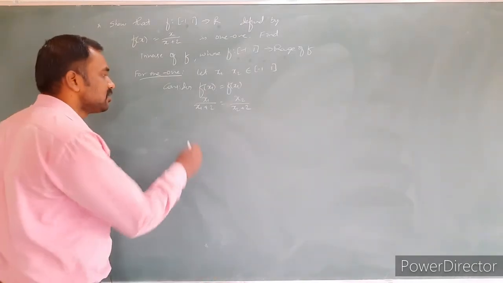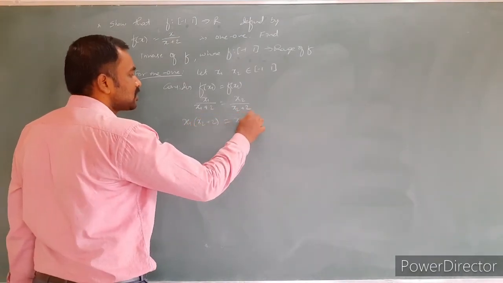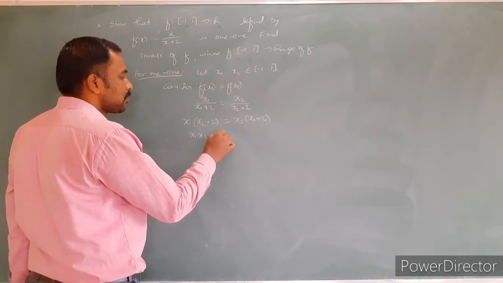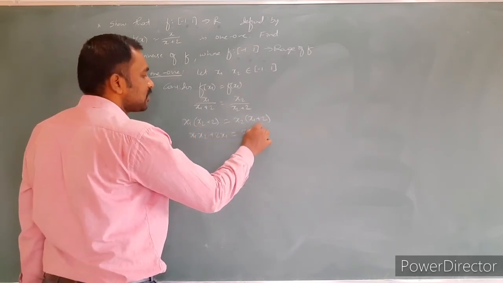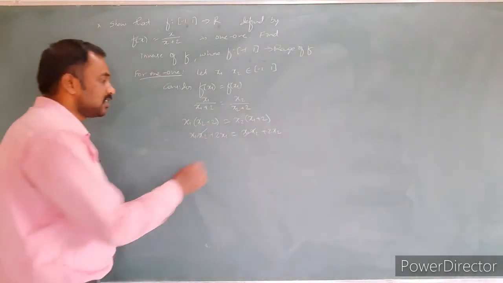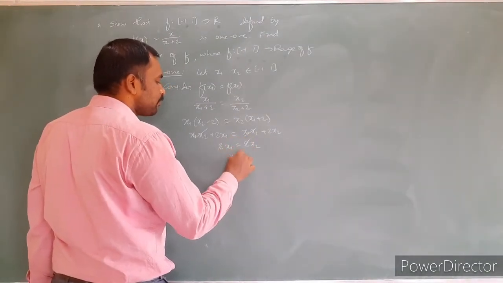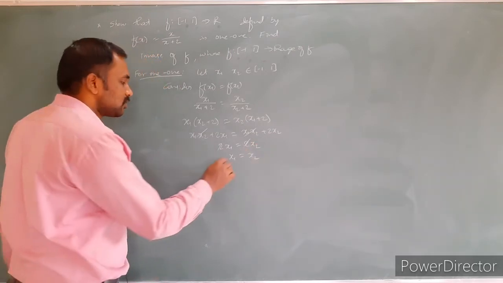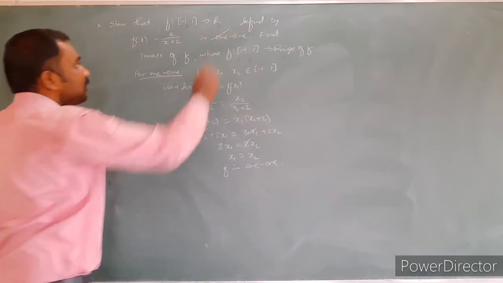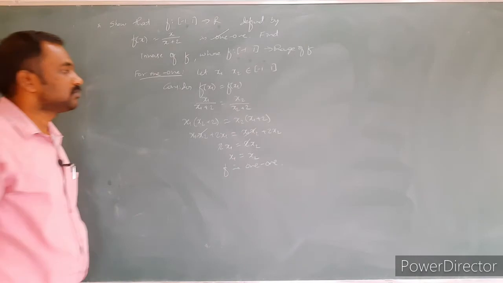Just cross multiply and simplify. What will we get? x1 into x2 plus 2 is equal to x2 into x1 plus 2. Open the bracket and simplify: x1 x2 plus 2x1 is equal to x1 x2 plus 2x2. x1 x2 gets cancelled, remaining 2x1 is equal to 2x2, the 2 gets cancelled, x1 is equal to x2. So we can say that f is 1-1. Yes, the first part is over. f is 1-1, we proved it. Then we need to find the inverse of the function.